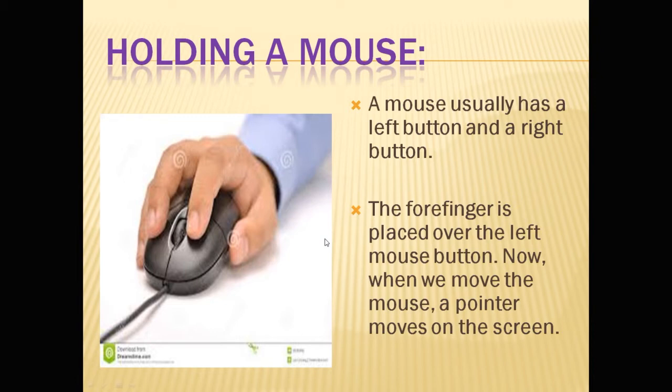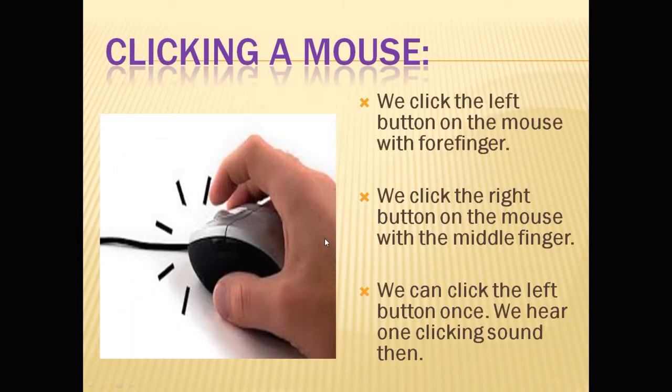Okay, next point is clicking a mouse. We click the left button on the mouse with the forefinger. We click the right button on the mouse with the middle finger. We can click the left button once and hear one clicking sound, or we can click it twice. How many clicking sounds will we be able to hear?